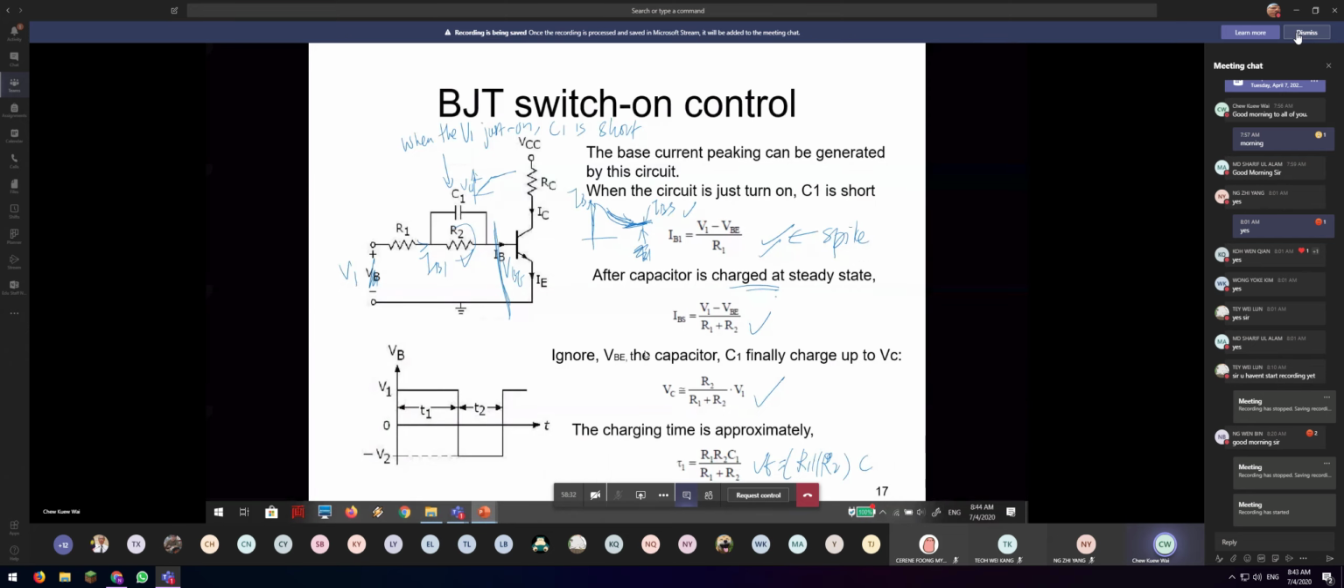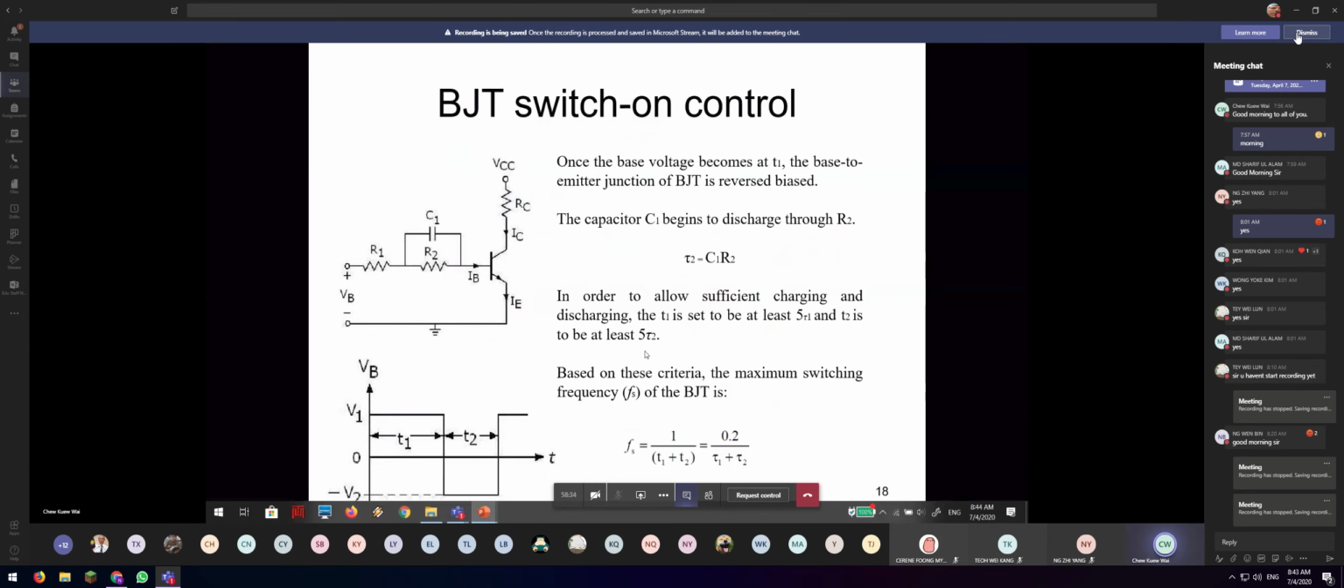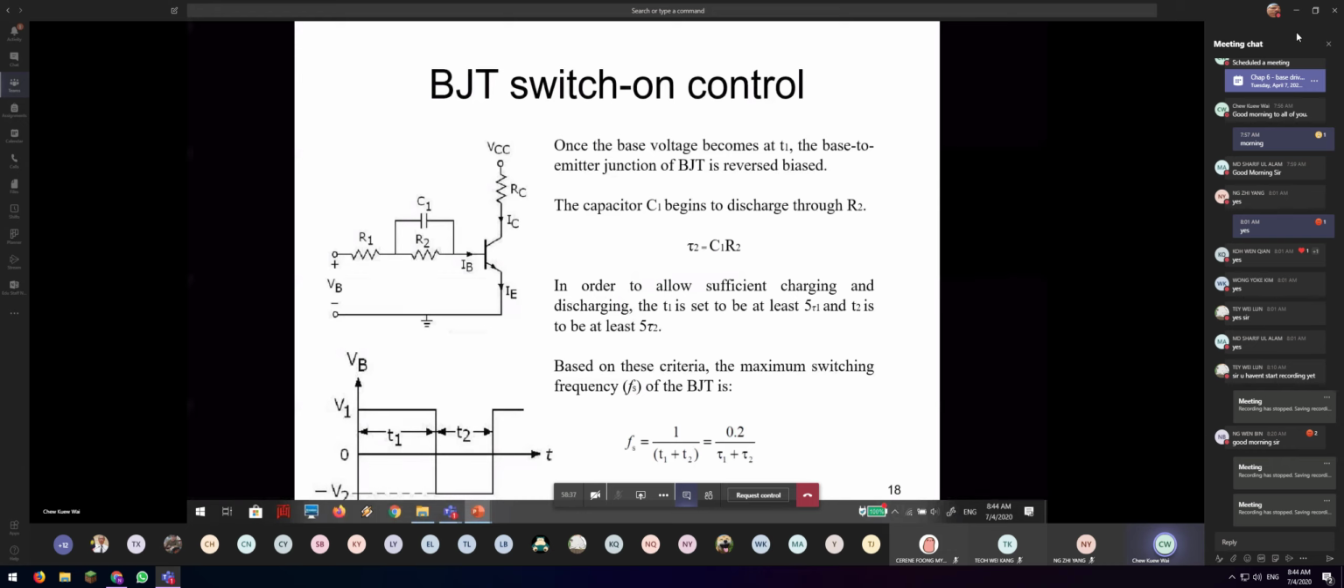Okay, let me continue. It could be quite fast now. So this is the BJT turn-on control behavior. T2 is C1 R2, but this happens when the switch is off. When the switch is off, the capacitor will discharge through this internal loop, so the discharging time is equal to C1 R2.